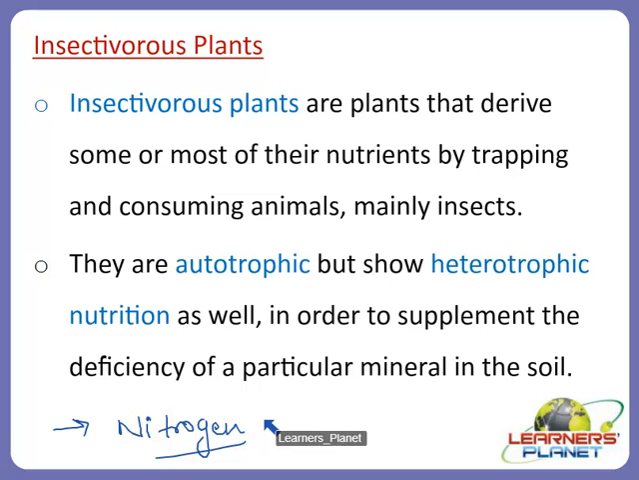And that is why we say that insectivorous plants derive their nutrients by trapping and consuming animals, mainly insects. So they are said to be partly autotrophic and partly heterotrophic. Why are they called autotrophs? Always remember that insectivorous plants are autotrophs because they are green in color, so they can make their own food. But these autotrophs supplement their nutritional requirements by trapping and digesting insects and other small animals.